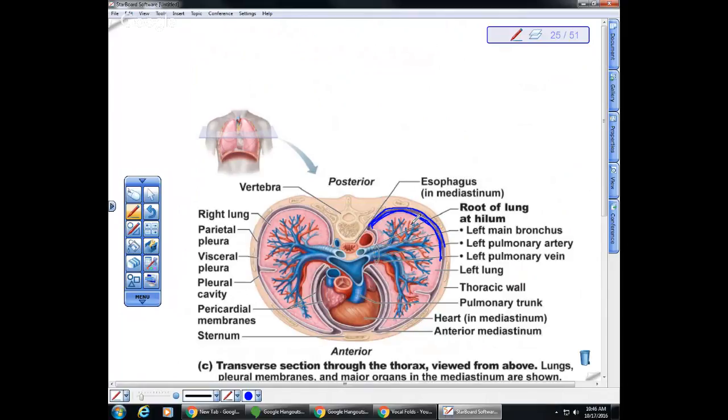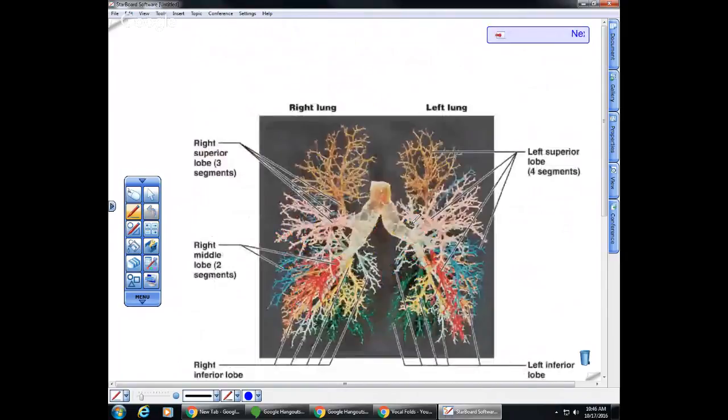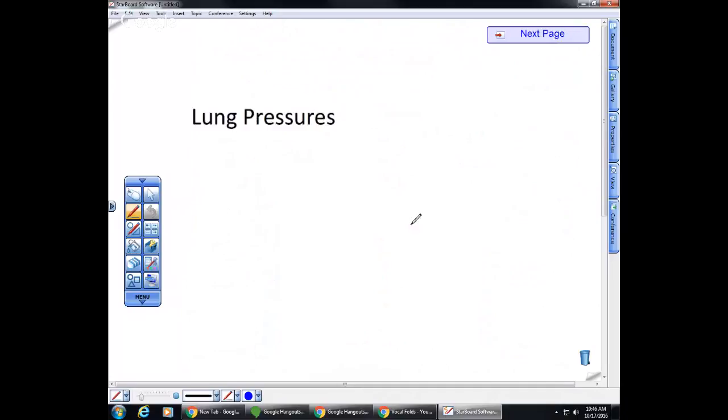Okay. So if we look at what happens with lung pressures, we can talk about the different lung pressures that keep the lungs inflated and allow for the diffusion of gases. So we have what is called the atmospheric pressure.